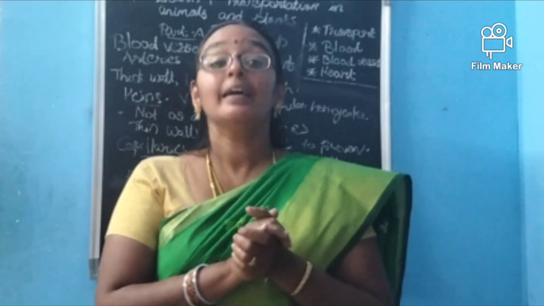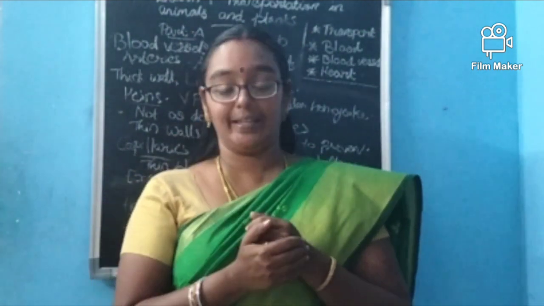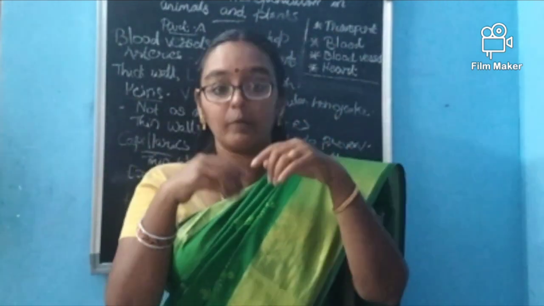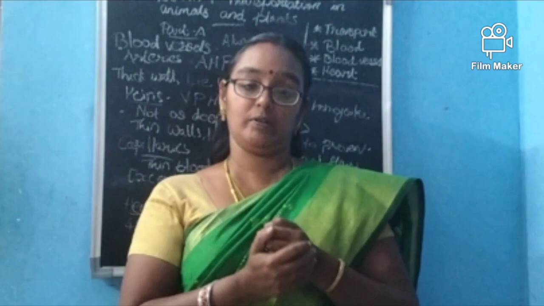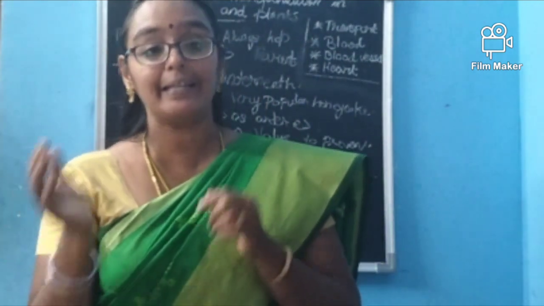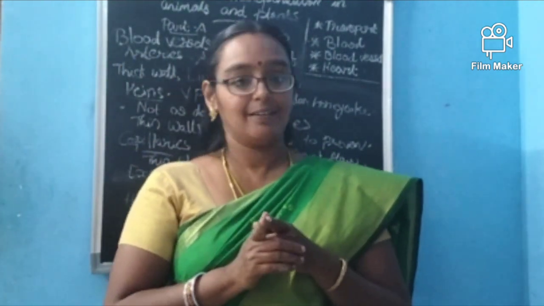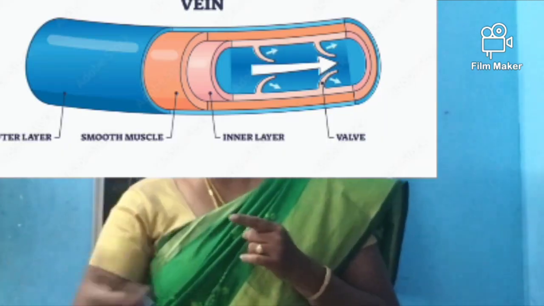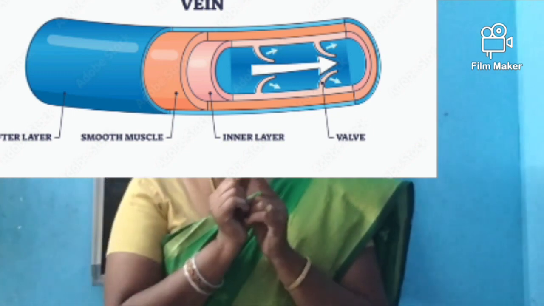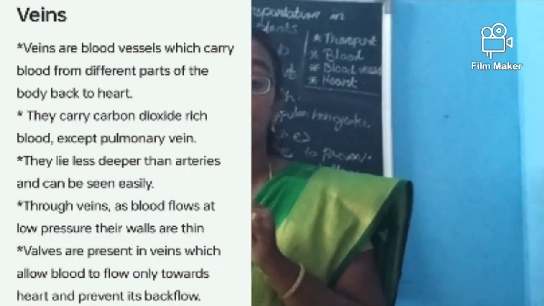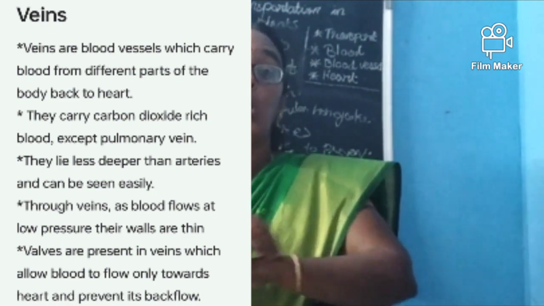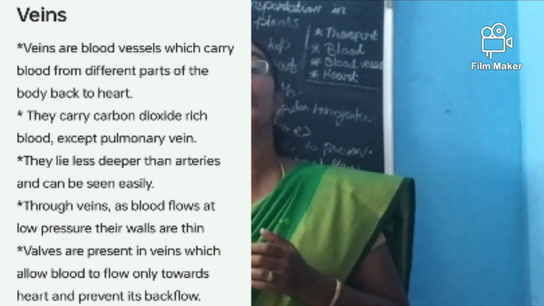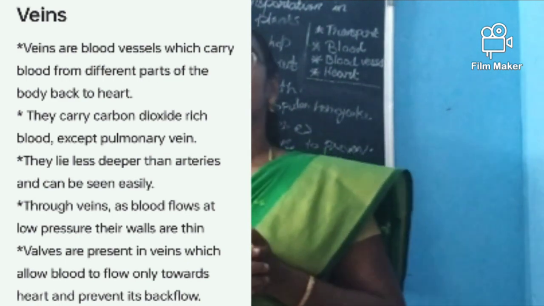Then what else? There will be valves in the veins. The valves are the ones which block the blood from flowing backwards. Backward flow of the blood is blocked by what? Valves. It has to move directly towards the heart and it should not move somewhere else. For that, valves are present in the veins, and the vein walls are very thin, and they are present on the top of the skin. These are all the specialities of the veins, and they usually carry carbon dioxide rich blood.